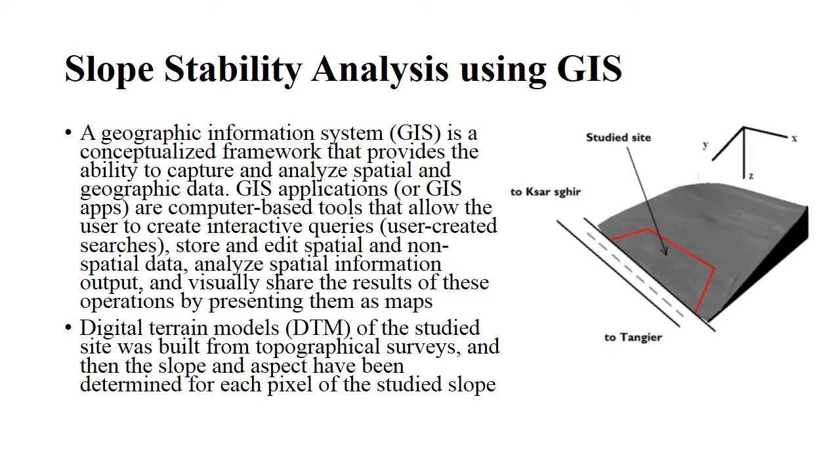On the right you can see an example. Suppose that is a studied site. You take the coordinates and find the digital terrain model. DTM is nothing but a model of whatever the studied site is. For that you make a topographical survey, and then slope and aspect are determined for each pixel of the studied site. So in your studied area, you determine the slope of all the different points.